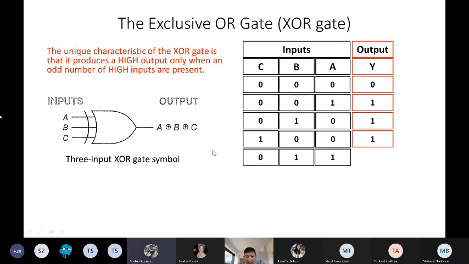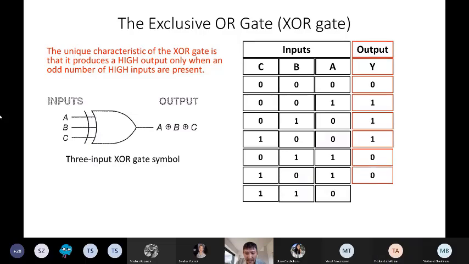So next one. What do you think? 0. Yes, 0. Why? Because 2 inputs have a high value. Only 2 inputs, but 2 is an even number. For this reason, it will be 0. So this one, what do you think? 0. This is also 0. And the last one, when all 3 inputs are high, what will be the output? 1, because 3 is an odd number. Yes. So this is the truth table for the exclusive OR gate with 3 inputs.